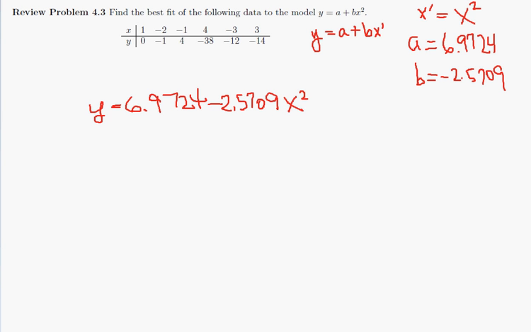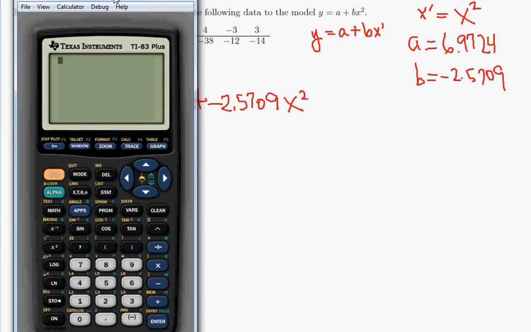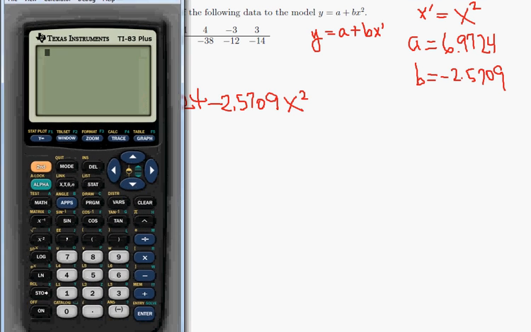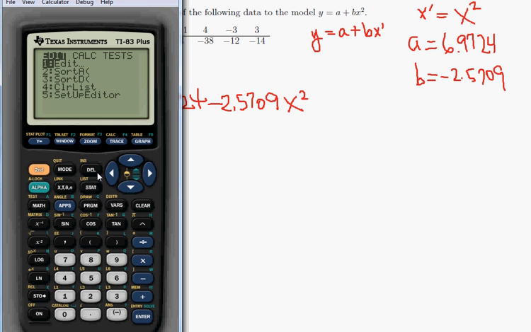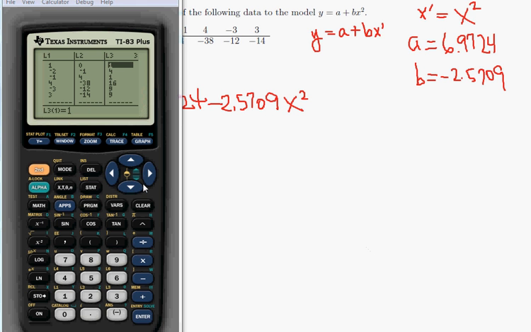Let's now talk about how to do this with the calculator. So over here is our calculator. And ahead of time I inputted the x and y coordinates. So here they're the x coordinates and there are the y coordinates. So the transformation that I need is to let x prime equal x squared. So I will let L3 be equal to the first list, L1 quantity squared. Okay, so here I have the new x coordinates and the y coordinates.